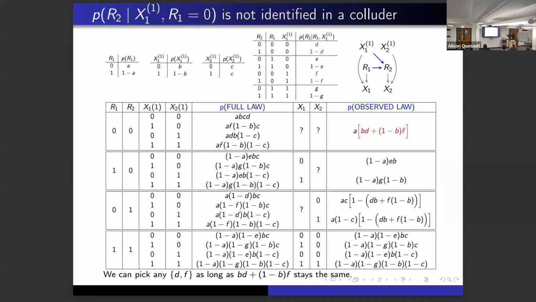Colluders are a little bit harder. So I have this very busy slide. I'm not going to explain this slide to you because I don't have time and I don't think it's very important. But the point is, here's a simple example of a colluder on this DAG. X1 and R1 both point to R2. What's not identified there is the conditional distribution of R2 given X1 and given that R1 is 0. If R1 is 0, it means that the other parent is missing.